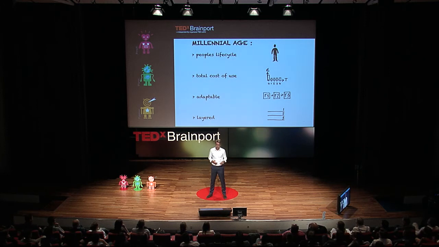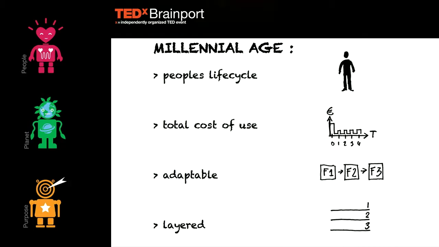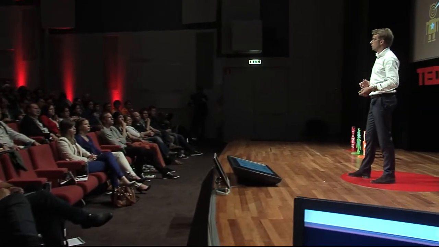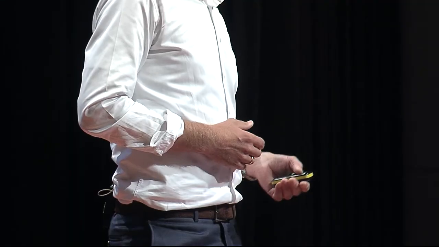And therefore, we use layer design. And I'll explain that. Because layer design gives you the possibility to clarify between the people's life cycle and the product's life cycle. People's life cycle, that's layer 1, and the product's life cycle, layer 2 and 3. And layering also gives you the possibility to adjust the different parts of your product to the flexibility you want and the life cycle you need. So how does it work? I have two examples, one in car industry and one in architecture.